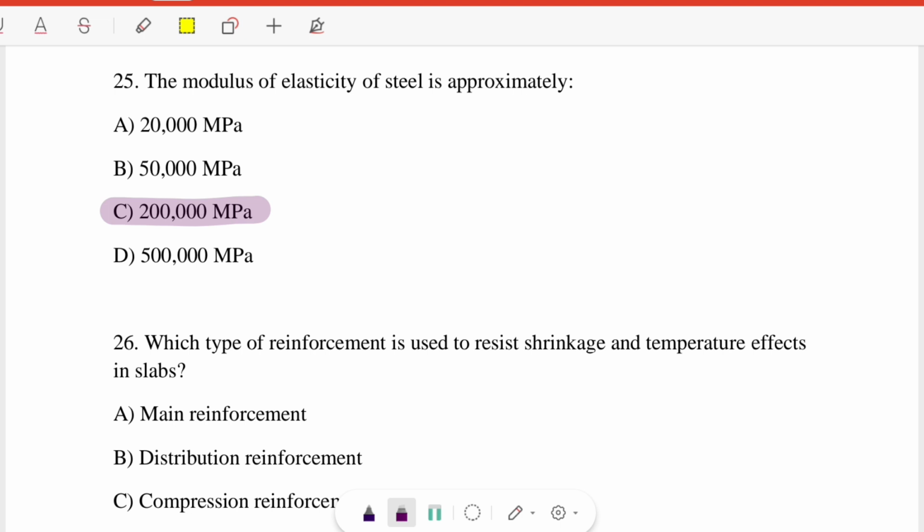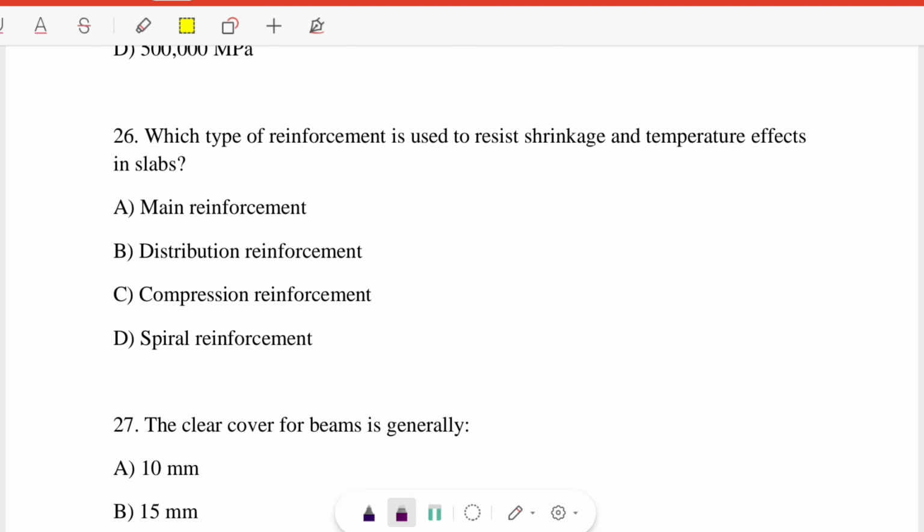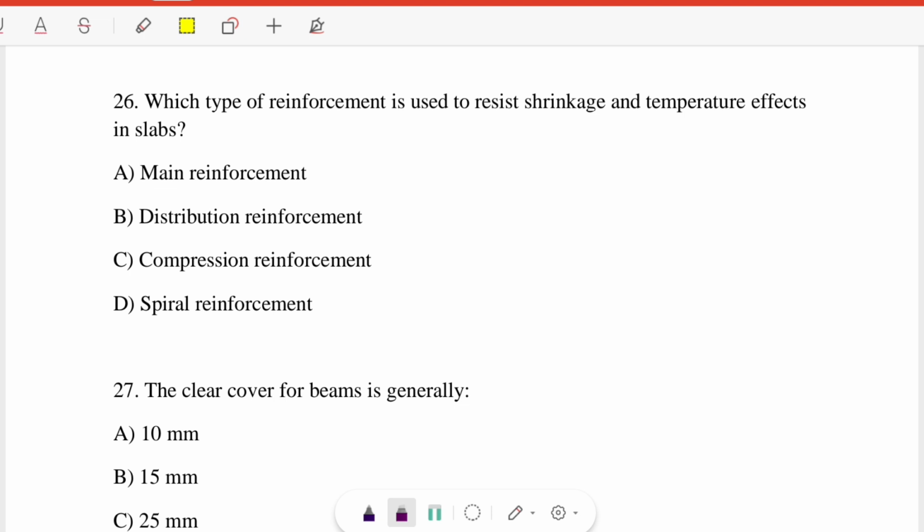Next question, which type of reinforcement is used to resist shrinkage and temperature effect in slabs? Option A main reinforcement, option B distribution reinforcement, option C compression reinforcement, option D spiral reinforcement. The correct answer is option B distribution reinforcement.